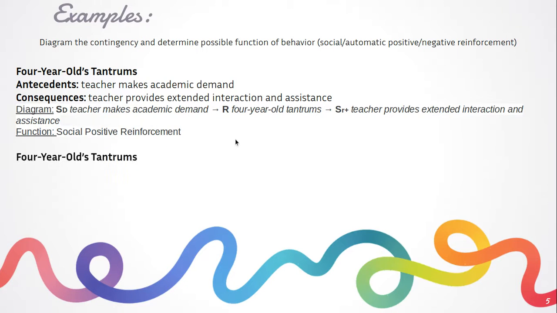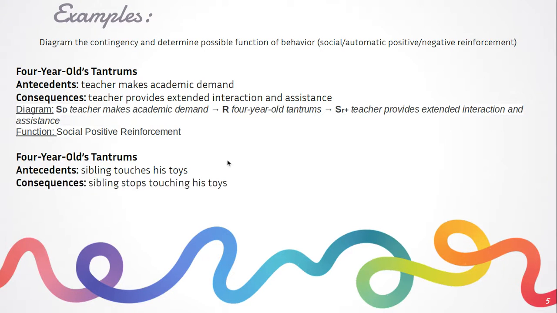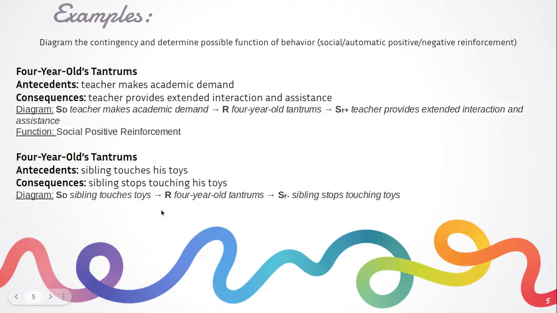For our next example, we again have a 4-year-old tantrums. The antecedent is that the sibling touches his toys. The consequence is that the sibling stops touching his toys. So the diagram would be the SD as the sibling touches his toys. The response is the 4-year-old tantrums. And in this case, it would be an SR minus because the sibling stops touching toys. It's negative reinforcement because the aversive stimulus, which is the sibling touching his toys, is removed.